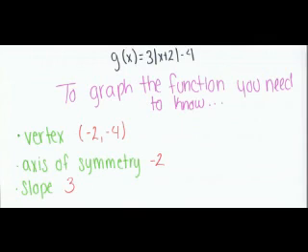So you pretty much have everything you need to graph the function, except the slope. The slope is the number in front of the absolute value sign. So in our case, it would be 3. So our slope would be 3 over 1.